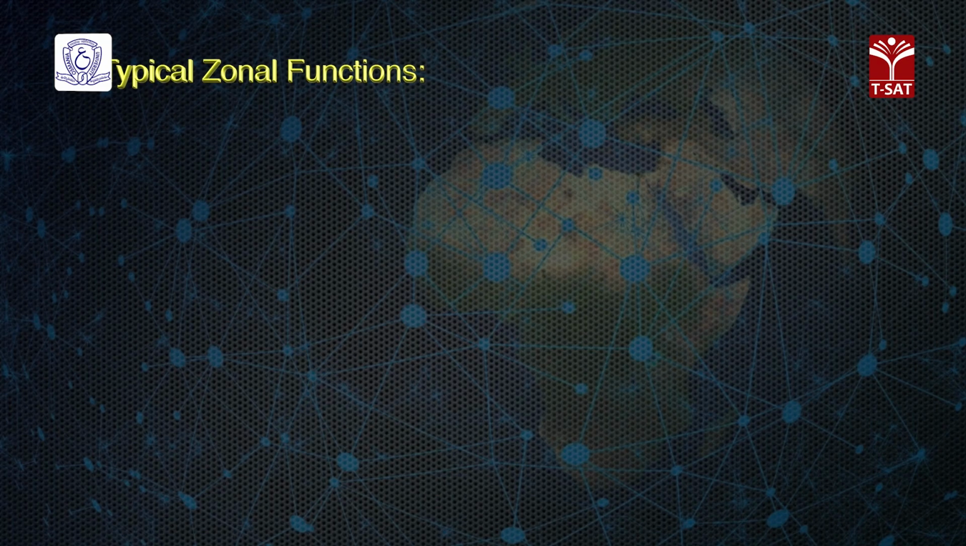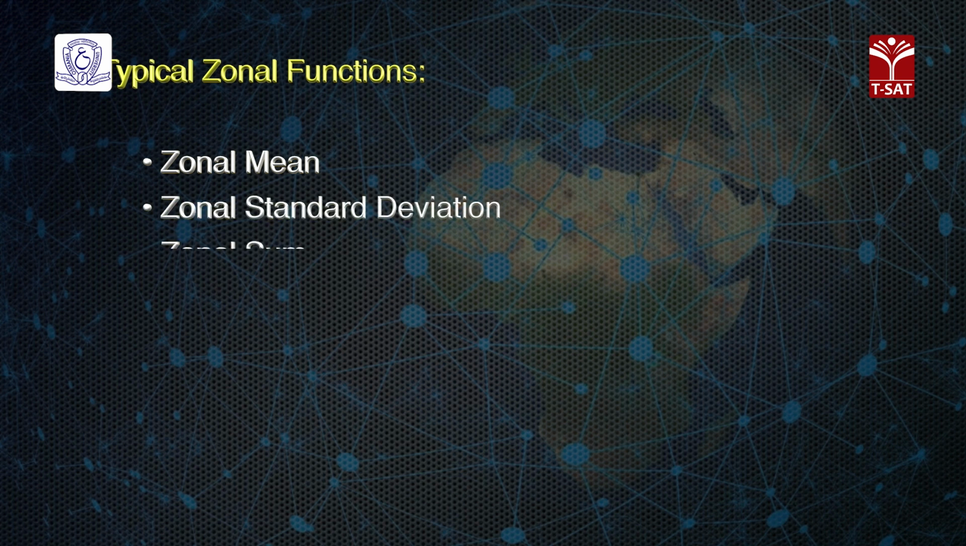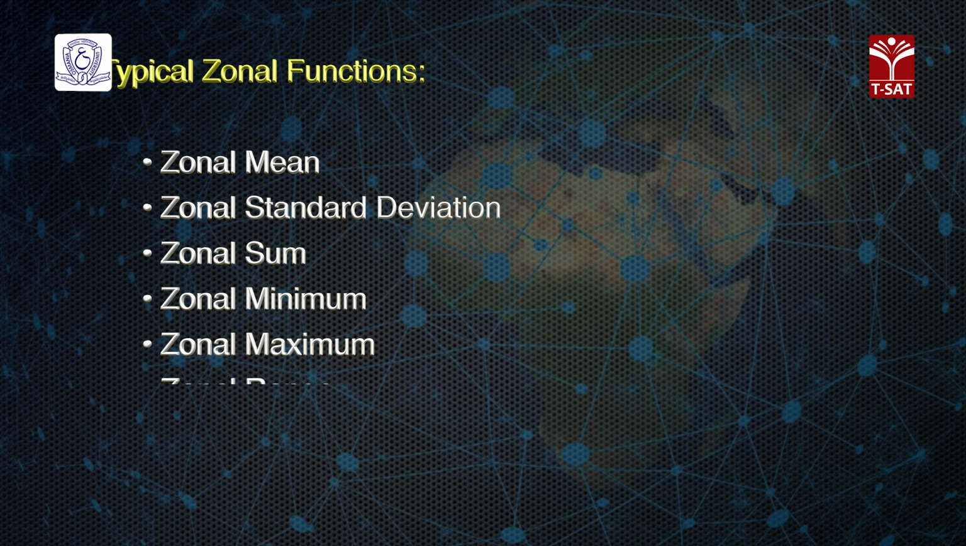Typical zonal functions include zonal mean, zonal standard deviation, zonal sum, zonal minimum, zonal maximum, zonal range and zonal variety. Other statistical and geometric properties may also be derived from additional zonal functions. For example, the zonal perimeter function calculates the perimeter of each zone and assigns the returned value to each cell of the zone in the output grid.